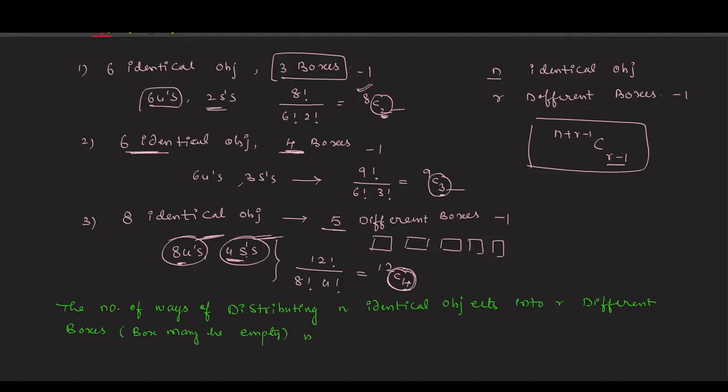Is what? N plus R minus 1, C R minus 1. The number of ways of distributing n identical objects into r different boxes, where maybe a box can be empty, is what? N plus R minus 1, C R minus 1. Keep in mind this R minus 1, how you got it? Number of boxes minus 1. Right? And add the objects, how many are there? N objects are there. So you add that n to that R minus 1. Okay. Now let's see.